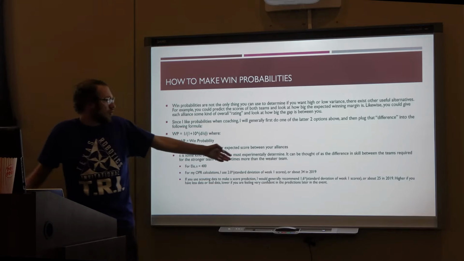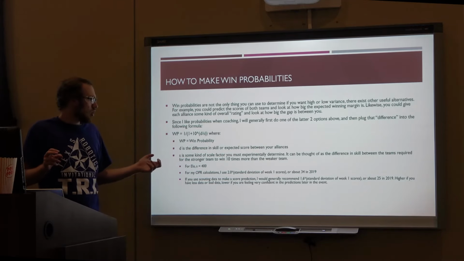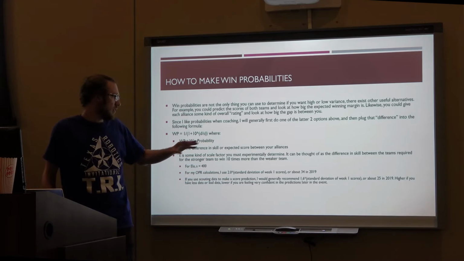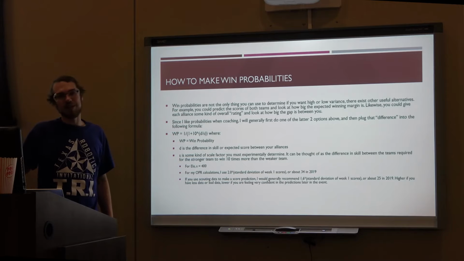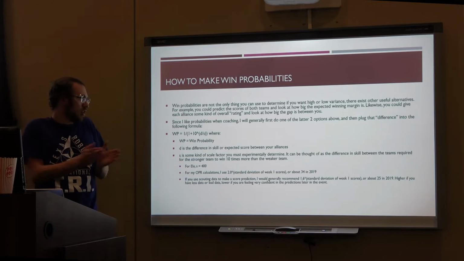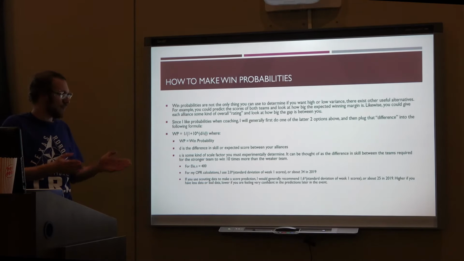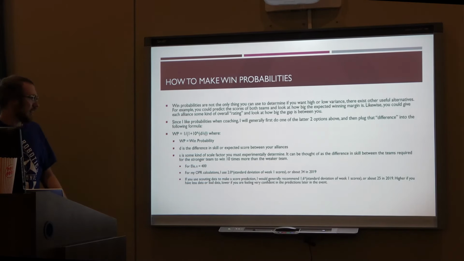It can be thought of as the difference in skill between the teams required for the stronger team to win 10 times more frequently than the weaker team. Okay, so it's a pretty big gap. To be a favorite by a factor of 10 over the other alliance is pretty big.